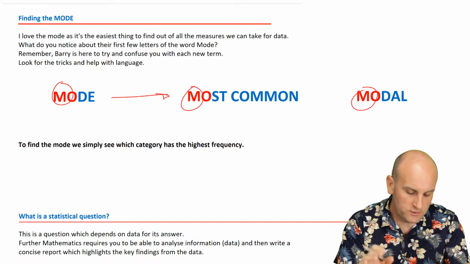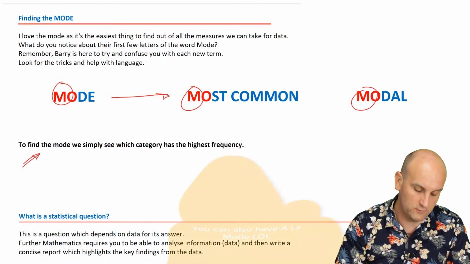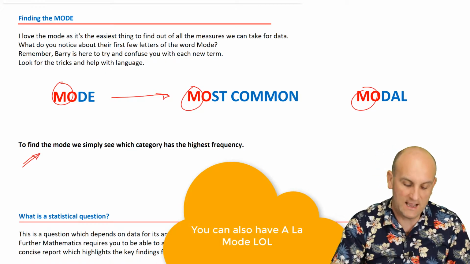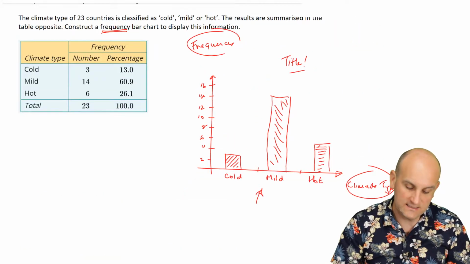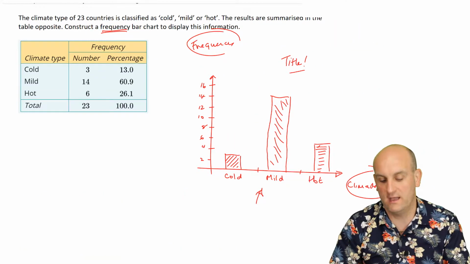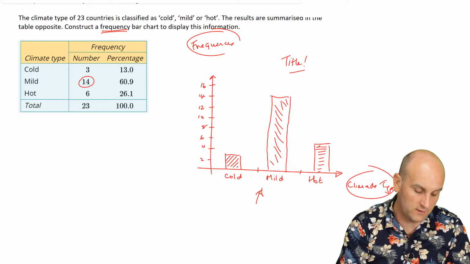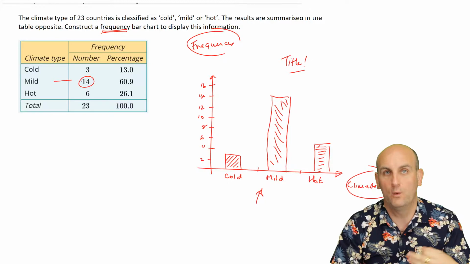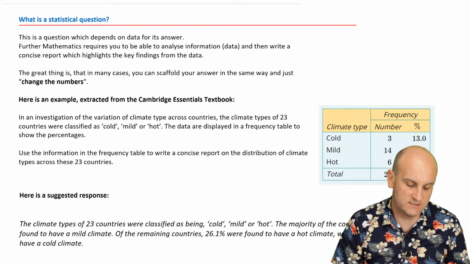You can have one mode, you can have two modes, but ultimately it is asking you which category has the highest frequency. If we were to go back to my graph here and ask which category had the highest frequency, without even drawing the bar chart, you would just read it off the graph and say, well, mild was my mode.